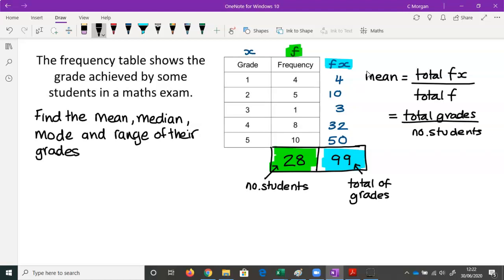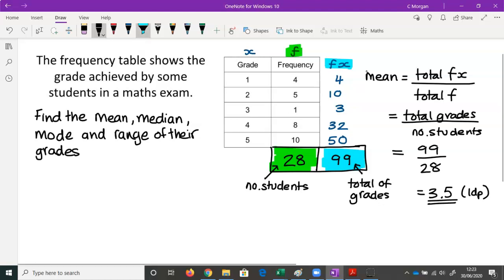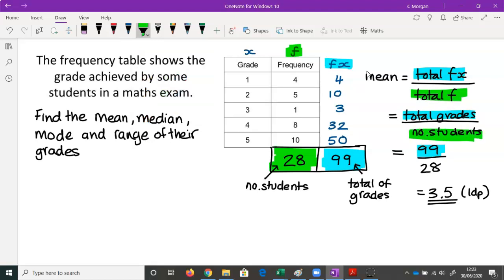So I've got 99 divided by 28. On my calculator, I'm going to calculate that, and it's not a whole number because it never usually is, and I've got 3.5 to 1 decimal place. So the mean average grade was 3.5. I divided the total of the grades, the total of the Fx column, by the total of the frequency column to get that answer. You need to learn how to find that mean.